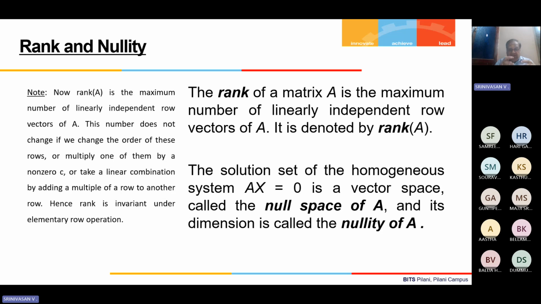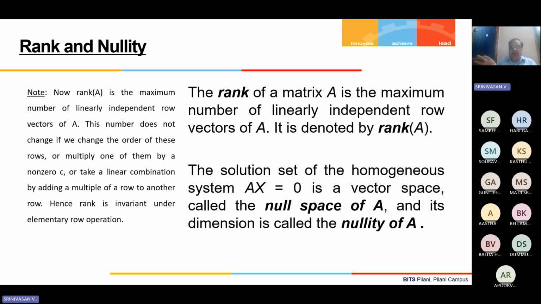So that solution set of the homogeneous system is called the null space of A. Since you have the homogeneous system, that is, since you have zeros in the right hand side, as you know very well, the homogeneous system of equations will have zeros as the constants on the right hand side. So such a homogeneous system will have a group of solutions, and that solution set is called the null space of A, and its dimension is called the nullity of A. Everything is for the given matrix. So you have rank and nullity.